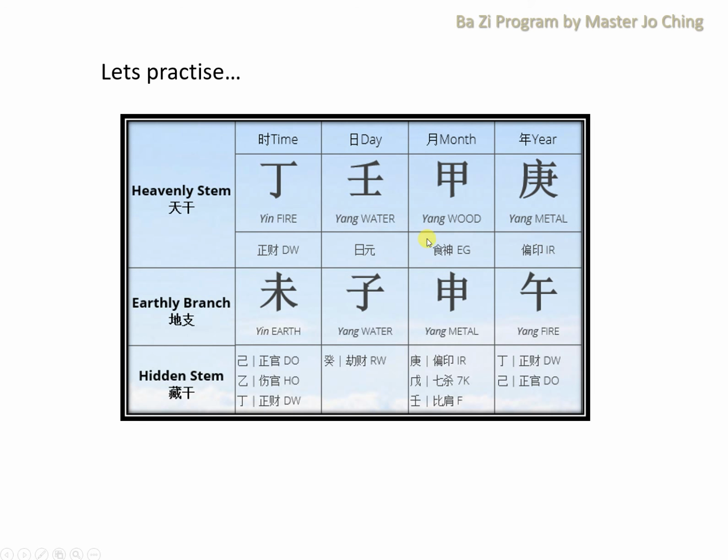Next one. This is a Yang Wood. So Yang, see Yang again. But what is wood? Wood is what water produces, right? So it is your output star. But now we are trying to determine which output star. Is it Eating God or Hurting Officer? Because it's same polarity, Yang Yang, it is Eating God. If this is a Yin Wood, then it becomes Hurting Officer. Okay? Then we move on to the hour pillar here. This is Yin Fire.